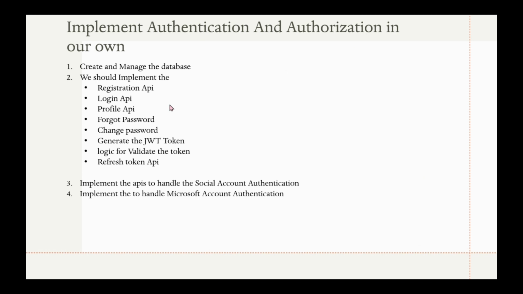And other than that, if you want to support social accounts, again you need to integrate all the social account libraries, Twitter, Facebook, Google, whatever you want to support, everything you need to integrate, right? And if you want to support Microsoft accounts also, then you need to integrate those libraries in our application too. So this is the stuff we need to do if we want to implement our own authentication and authorization. So now you understand why we need to use the Microsoft Identity platform.